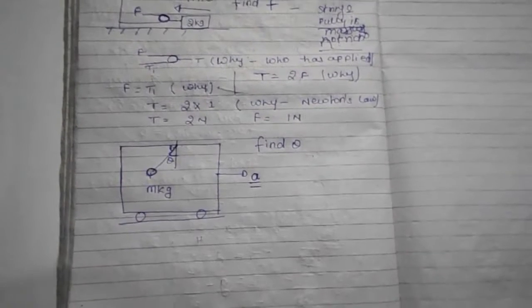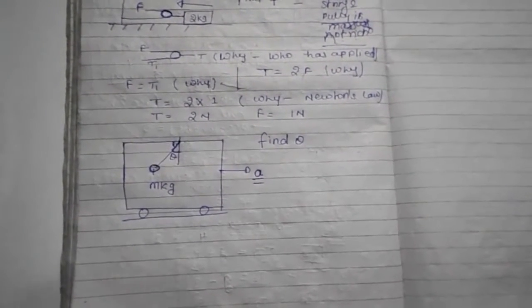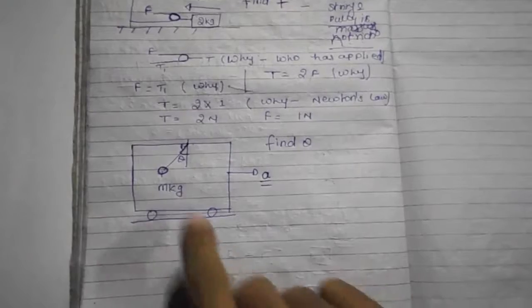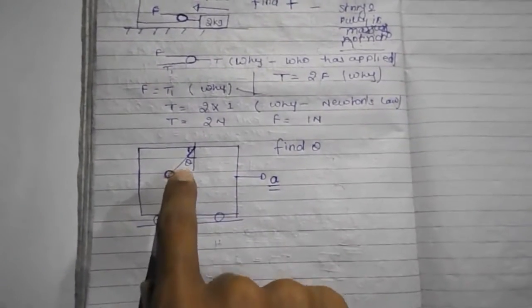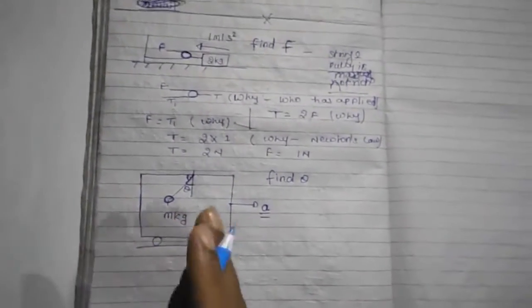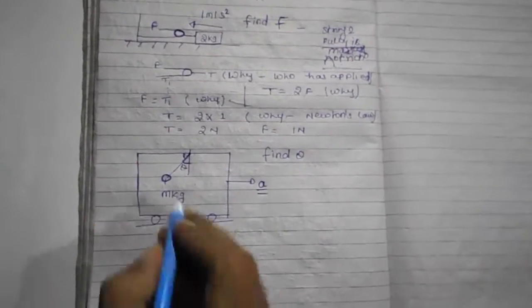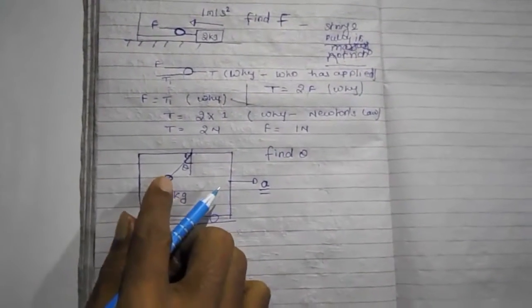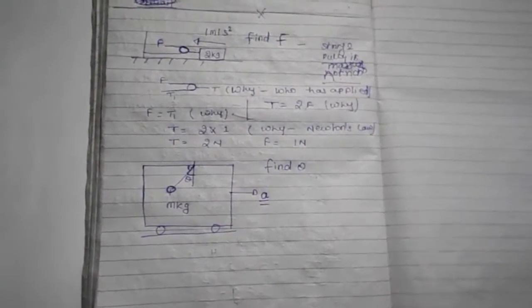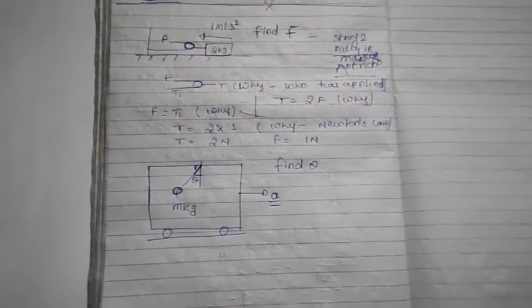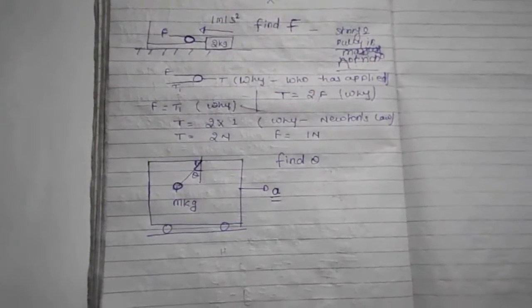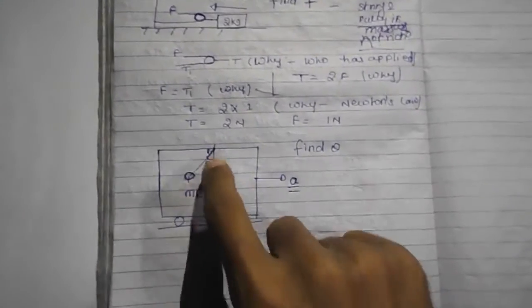Guys, this is a very important question, because when you hang a thing inside an accelerated bus, accelerated car, or accelerated van, and you see it from outside, it will hang in this manner. So you have to find what is the angle theta.